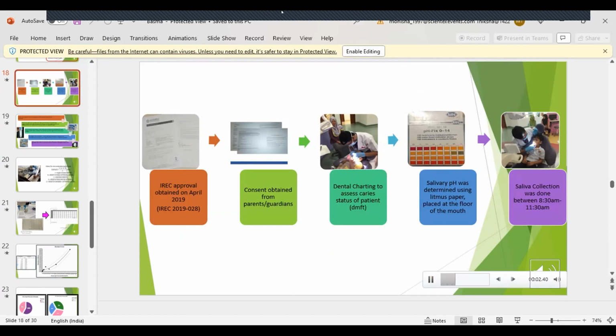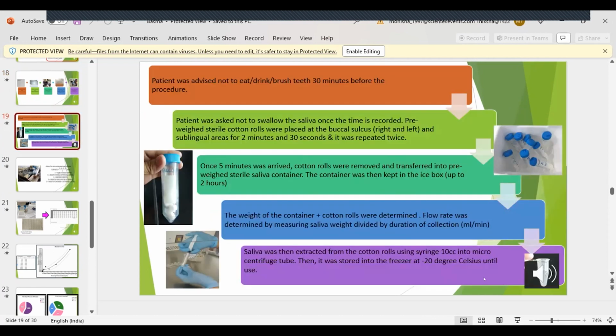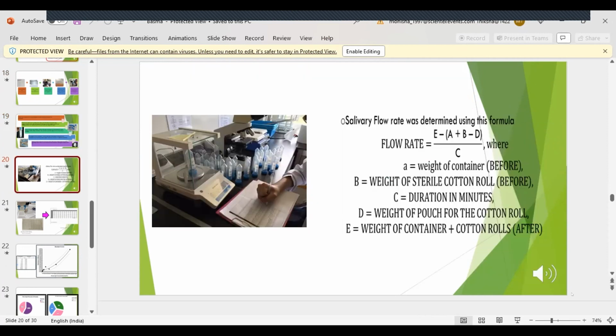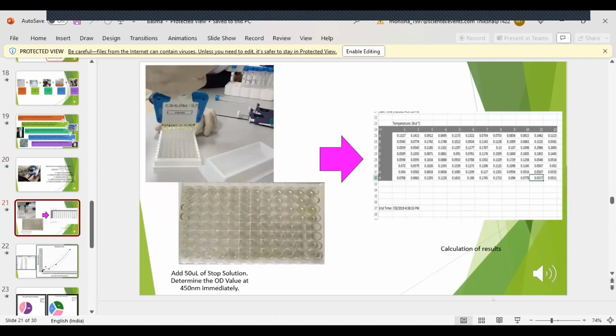These are some of the protocols to be followed during the procedure of collecting the sample, and investigation, and the measurement of salivary flow rate, and the analysis of the salivary IgA.